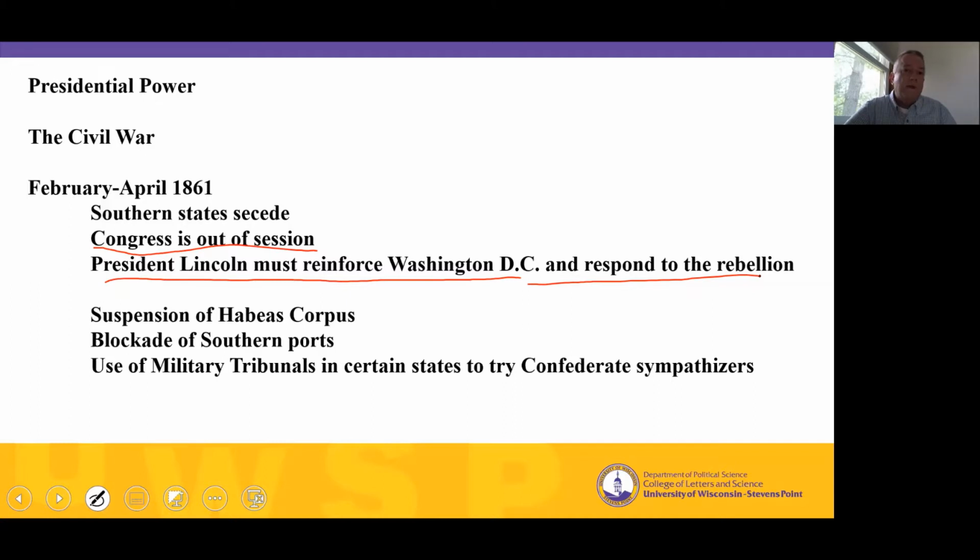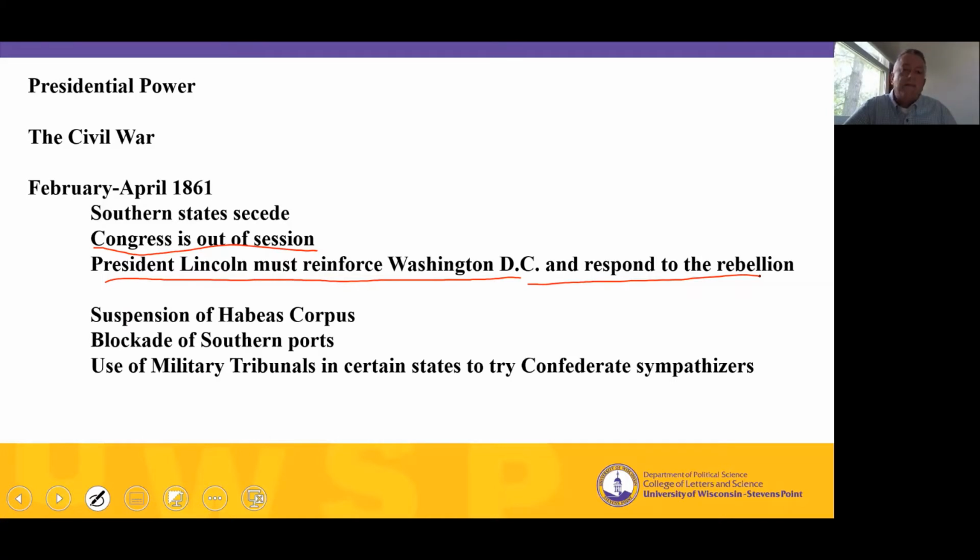So he does 3 things. First off, he orders the reinforcement of Washington, D.C. He orders troops be brought down from Pennsylvania and New York to reinforce the nation's capital. And he runs into a problem there, because it turns out that most of those troops have to pass through the state of Maryland, which, if you recall from your history, is a border state. And it's not exactly clear in 1861 if Maryland will secede or not. It doesn't, but it's not quite clear in the spring of 1861.